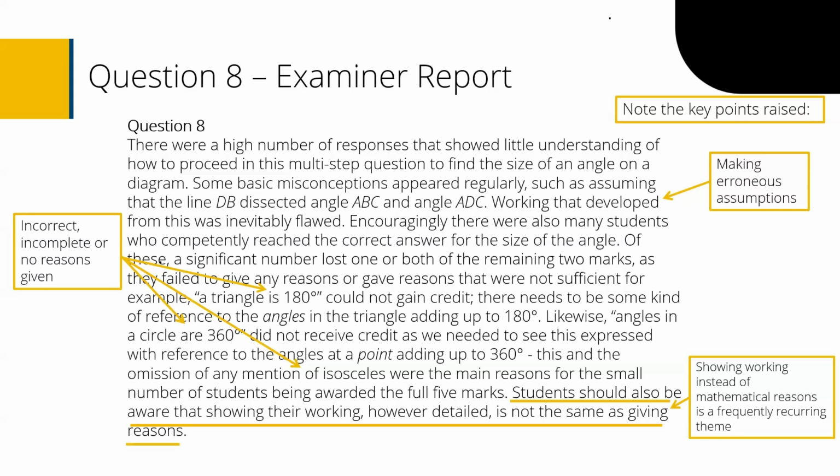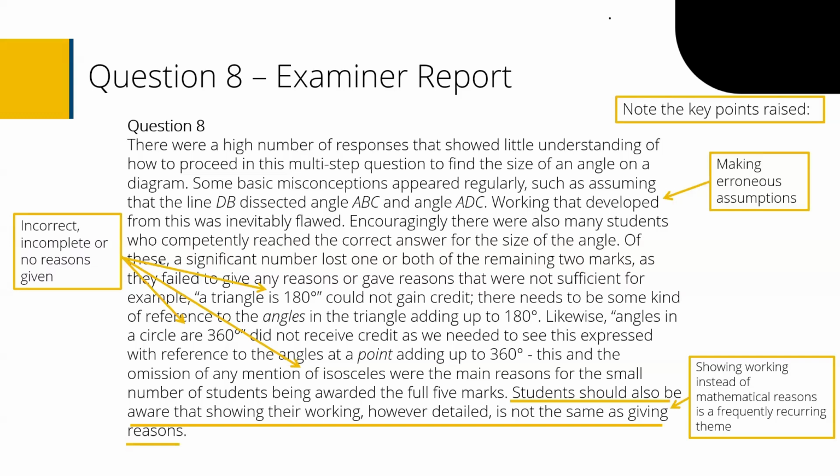It's important, and I'll read this and emphasize a few things. There were high numbers of responses that showed little understanding of how to proceed in this multi-step question to find the size of an angle on a diagram. Some basic misconceptions appeared regularly, such as assuming that the line DB bisected angle ABC and angle ADC. Working that developed from this was inevitably flawed. Encouragingly, there were also many students who correctly reached the answer for the size of the angle.